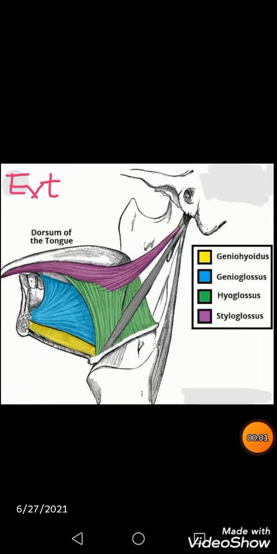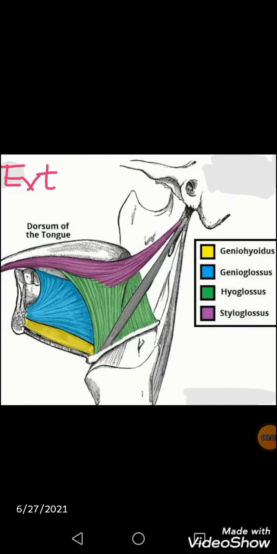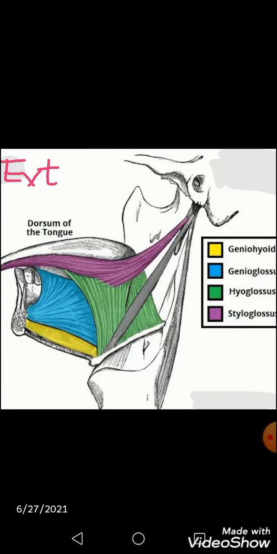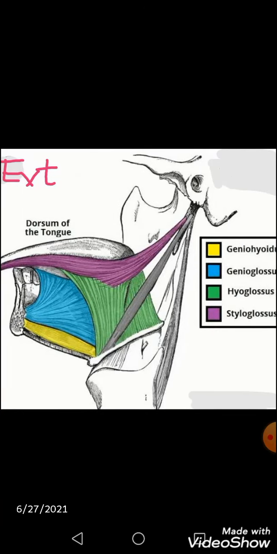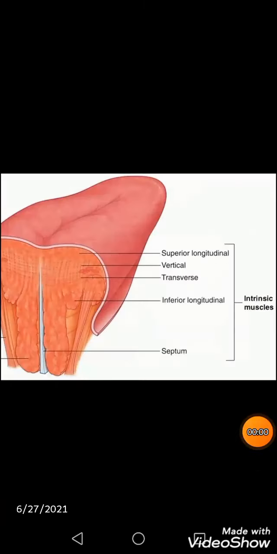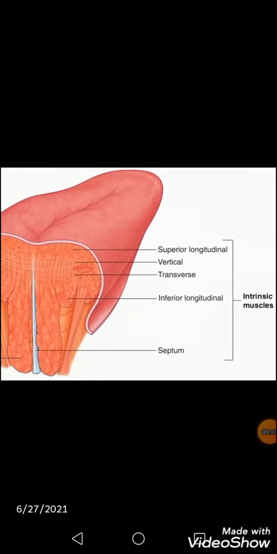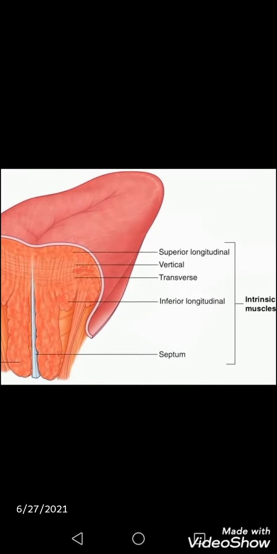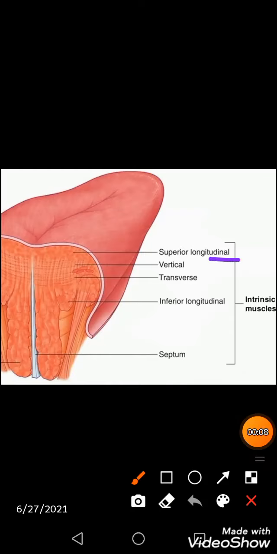Now about the yellow color geniohyoid muscle that is attached between the mandible and the hyoid bone. It pulls the hyoid bone upwards during swallowing, right? Now the intrinsic muscles of the tongue. You see the tongue from the posterior aspect, and what are they? They are the superior longitudinal and inferior longitudinal.